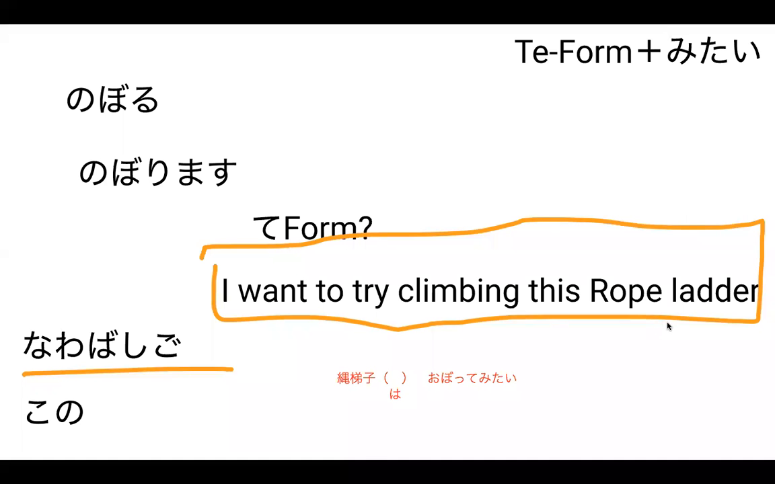So what I think you missed is that Nawabashigo wa nobotte mitai means the rope ladder wants to try climbing. A little strange, but what particle does this actually mean? Oh, it's ga, not wa. So ga is another good guess. That makes it that Nawabashigo is the most important thing of the sentence. But depending on the context, it could kind of insinuate that perhaps the thing you want to climb is a Nawabashigo. But in general, due to what kind of verb this is, what we want is to label it as the direct object, which would actually get o. O, I see. Nawabashigo o nobotte mitai means I want to climb the Nawabashigo.